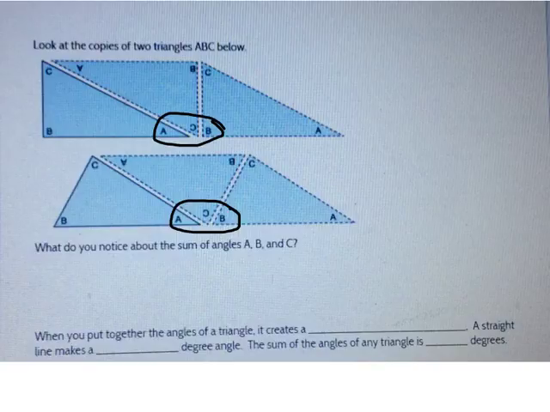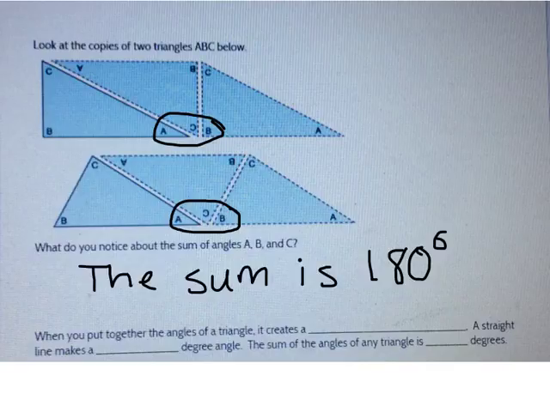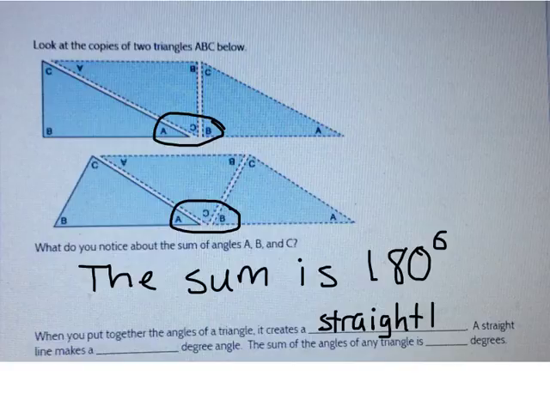What would be the sum of angles A, B, and C if they make a straight line? The sum would be 180 degrees. When you put together the angles of any triangle, they create a straight line. Make sure you're filling in your notes on your paper. A straight line makes a 180-degree angle, and so the sum of the angles of any triangle is 180 degrees. No matter the shape of the triangle, when you add the three angles inside, they equal 180 degrees.